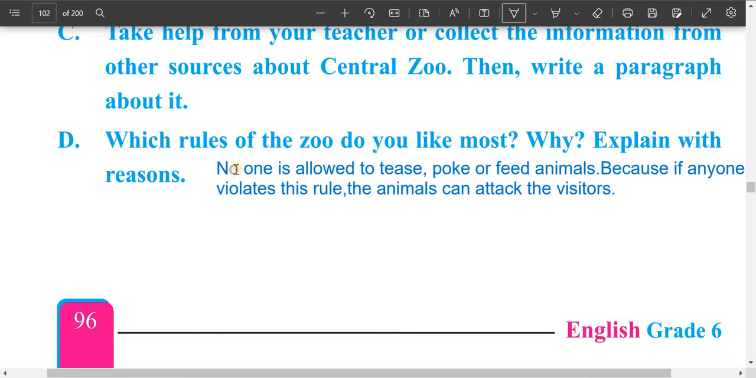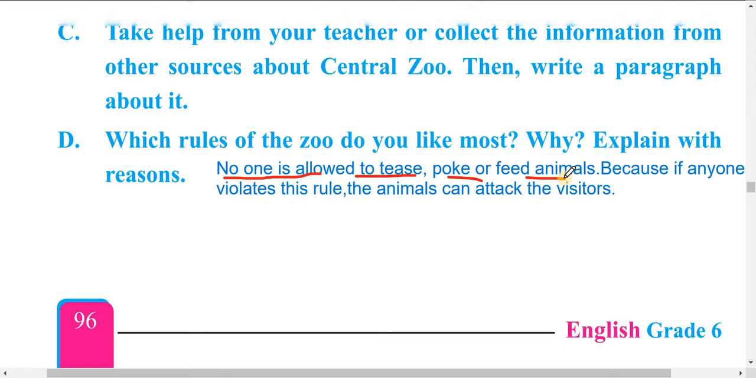Now, which rules of the zoo do you like most? Why? Explain with the reasons. There are many rules, so I like this one: no one is allowed to tease, poke, or feed animals. I like this rule because if anyone violates it, if anyone teases or pokes or feeds animals, what happens? The animals can attack the visitors, or the animal can also become ill if we feed them anything we like. So these are dangers for both visitors and animals.